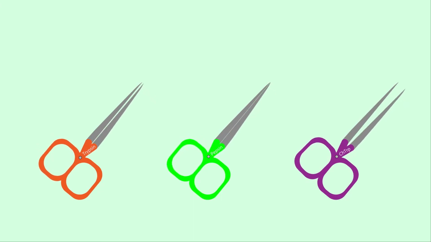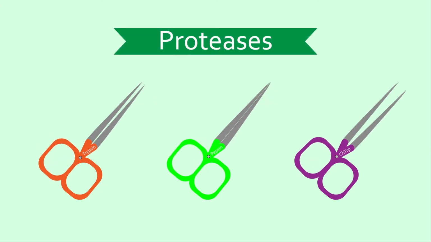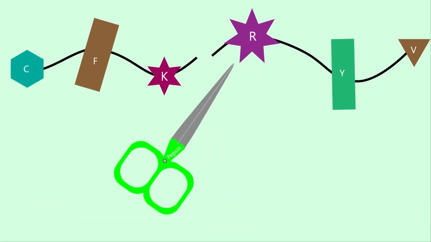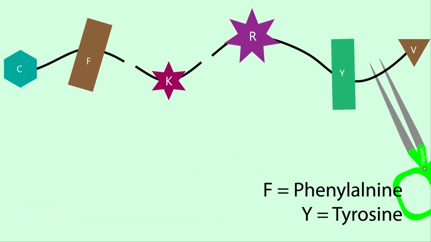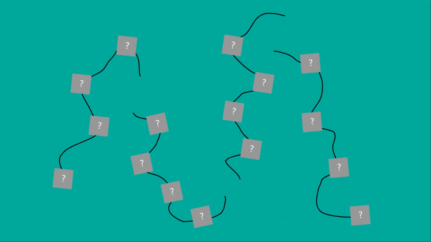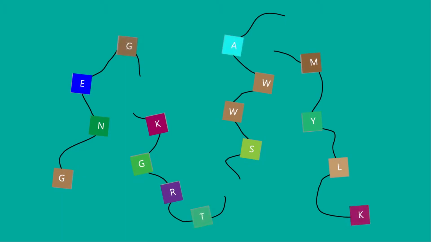The answer is by using more molecular scissors. A class of proteins called proteases are known to cut other proteins at highly specific locations. For example, trypsin always cuts between a lysine and arginine, and pepsin always cuts after a phenylalanine or a tyrosine. By using these proteases to fragment larger proteins, we can then use PITC to sequence the smaller fragments.